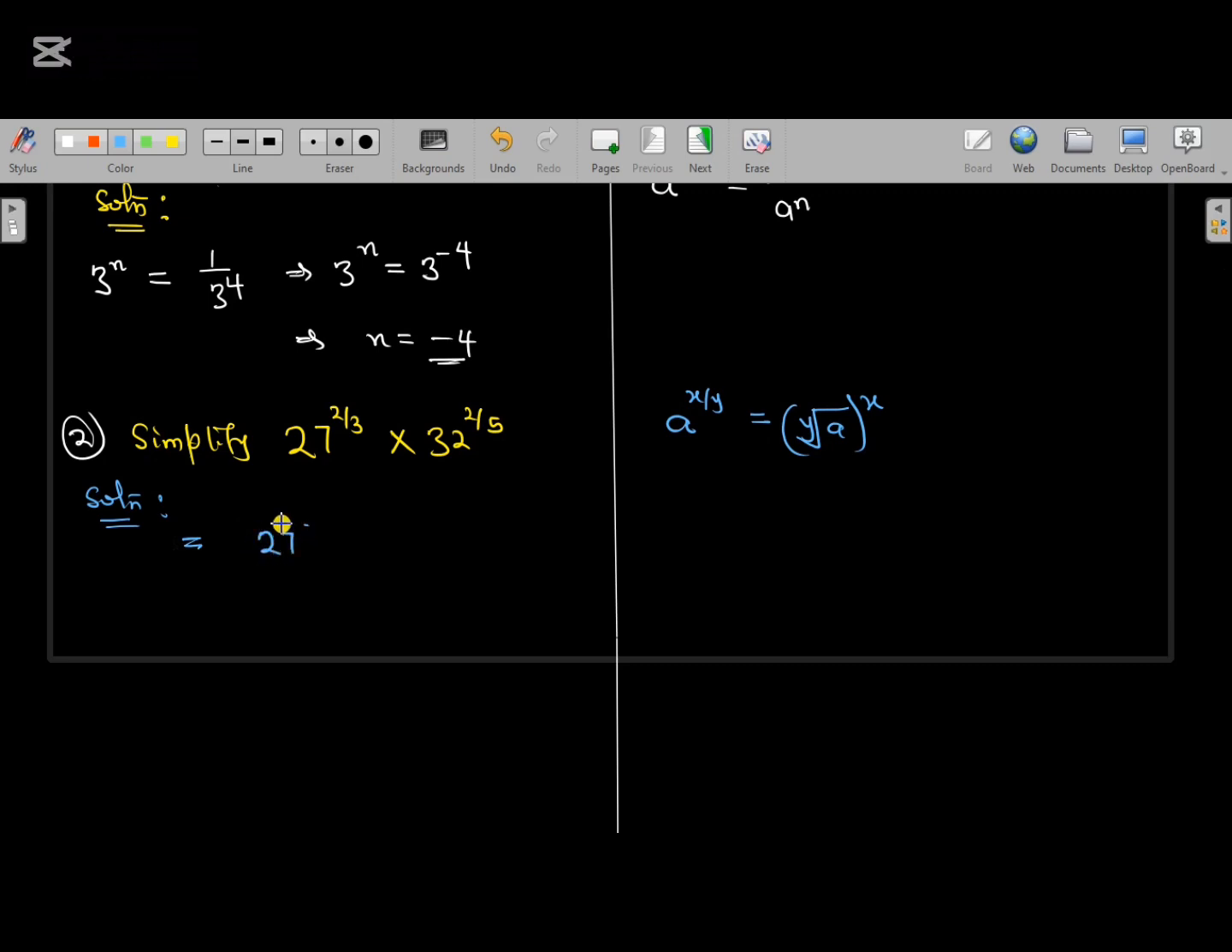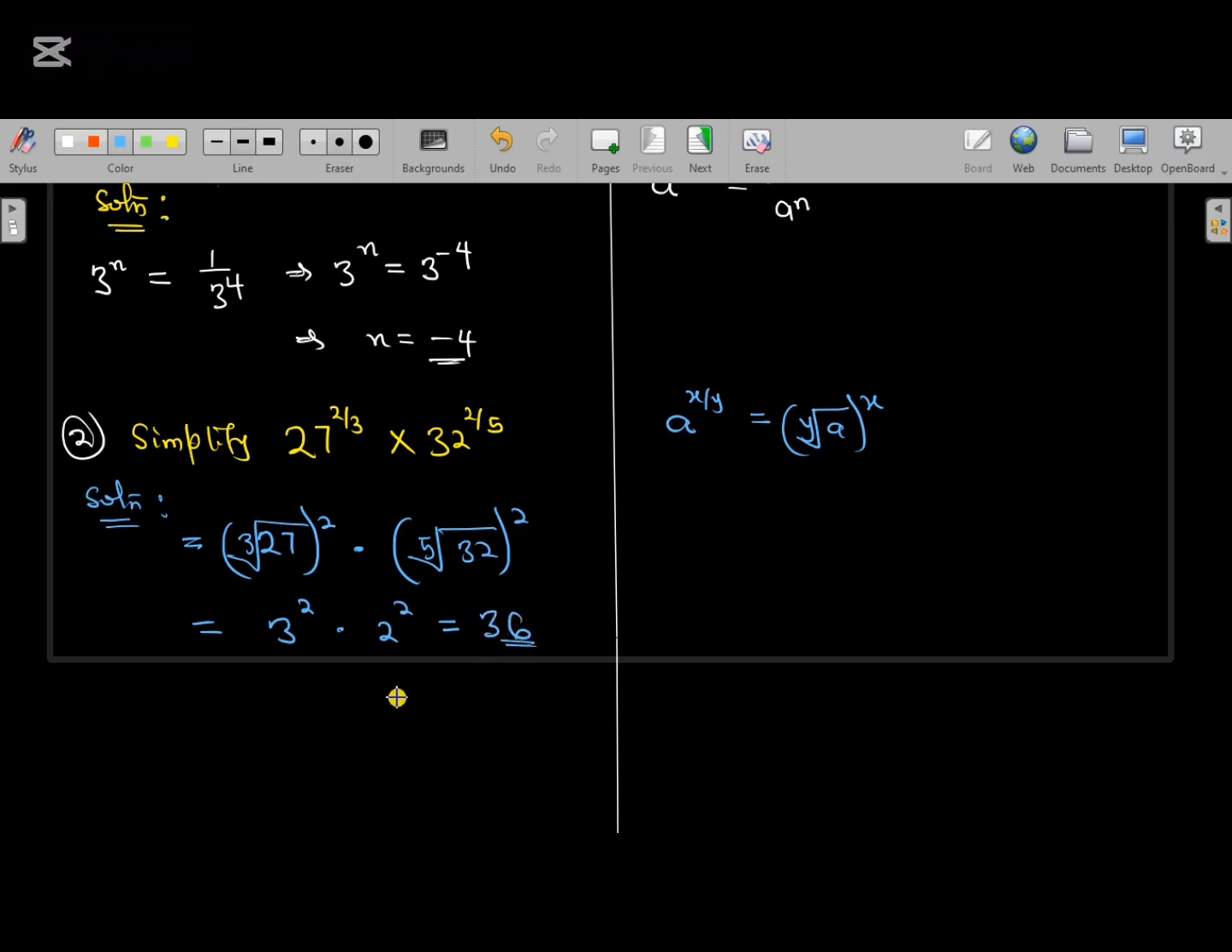27. So this 3 will now become a cube root, and then everything is raised to the power of 2. Then multiplied by, here we now have the 5th root of 32, raised to the power of 2. The cube root of 27 is 3, then to the power of 2, multiplied by the 5th root of 32 which is 2, then to the power of 2, and this is going to give us 9 times 4, which is 36.